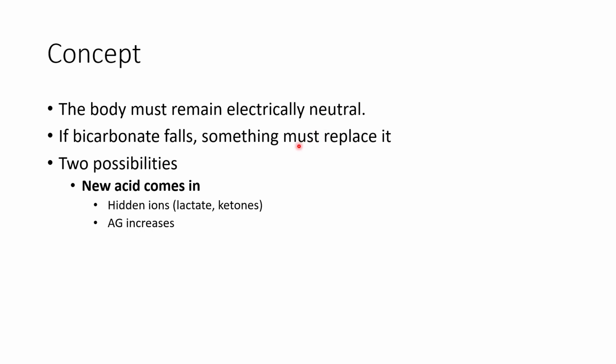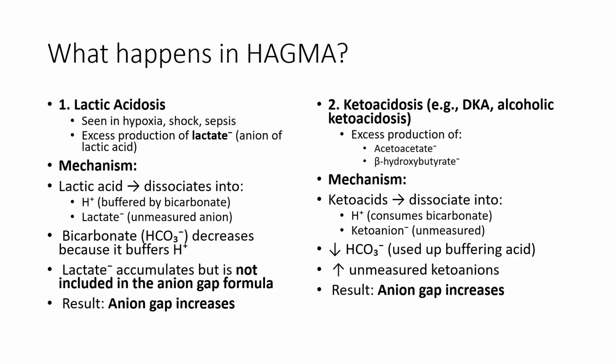So again, it is just a summary of what we have discussed, that there are only two possibilities why there can be an increase in anion gap, which is some new acid is coming in like lactate or ketones, and that is increasing the anion gap. So now we will discuss high anion gap metabolic acidosis.